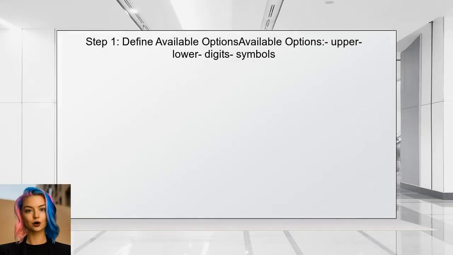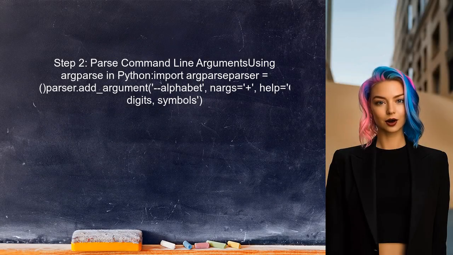To implement multiple choices as command line arguments, the user should start by defining the options clearly. For example, they can create a list of available options such as upper, lower, digits, and symbols. Next, the user needs to parse the command line arguments. They can use a library like argparse in Python to handle this efficiently. This library allows for easy definition of expected arguments.